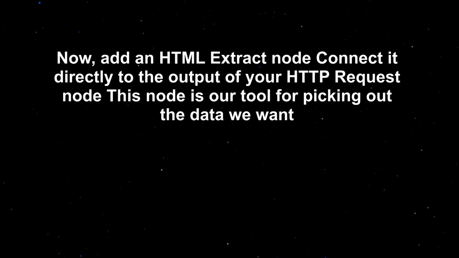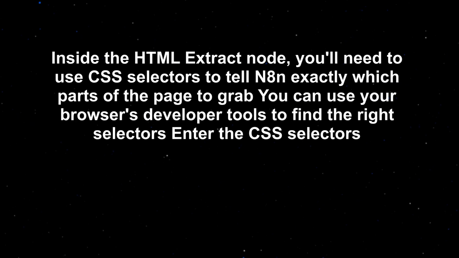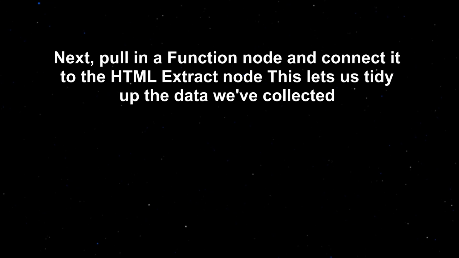Now, add an HTML extract node connected directly to the output of your HTTP request node. This node is our tool for picking out the data we want. Inside the HTML extract node, you'll need to use CSS Selectors to tell N8n exactly which parts of the page to grab. You can use your browser's developer tools to find the right selectors. Enter the CSS selectors.